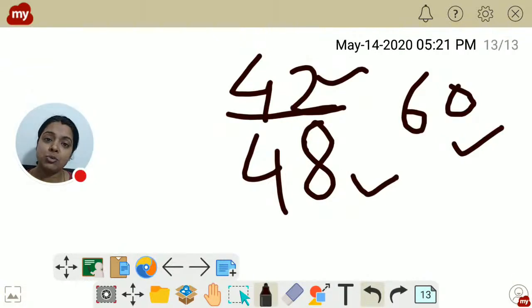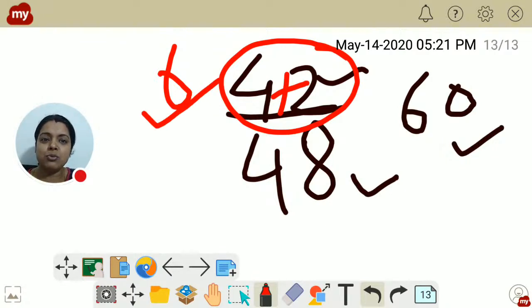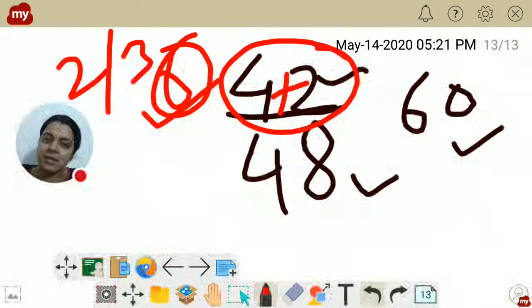I'm just taking the first number, 42. Now I have to check whether 42 is divisible by 3 or not. How can we say? 4 plus 2, I just added up, the answer is 6. 6 is divisible by 3 because it comes in the table of 3. So it is divisible by 2 and also by 3, so undoubtedly it is divisible by 6.